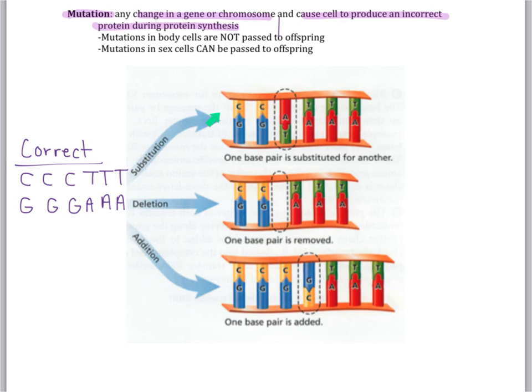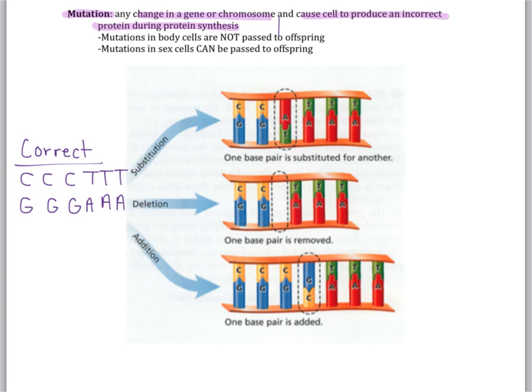A substitution is one in which one base pair is substituted for another base pair. A deletion can occur when one base pair accidentally doesn't get copied and it's just deleted. Or an addition can be when one base pair is added. So there's actually an additional base pair. And these mutations can occur in the process of the mRNA being copied.